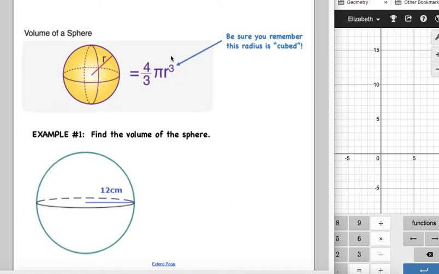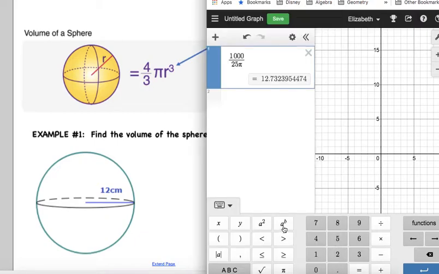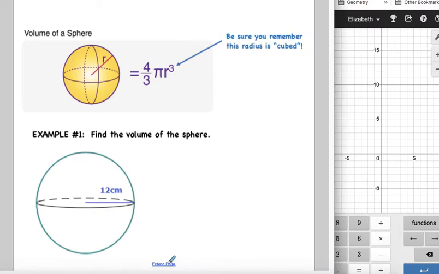So the formula for the volume of a sphere is 4/3 pi r cubed. Be sure you remember that it's the radius to the third power, cubed. And you can cube in Desmos. If we're working backwards, we'll have to cube root. To cube in Desmos, you'll use this A to the B button, and then you'll type in the 3. I'll be showing you how to use Desmos for doing these problems.